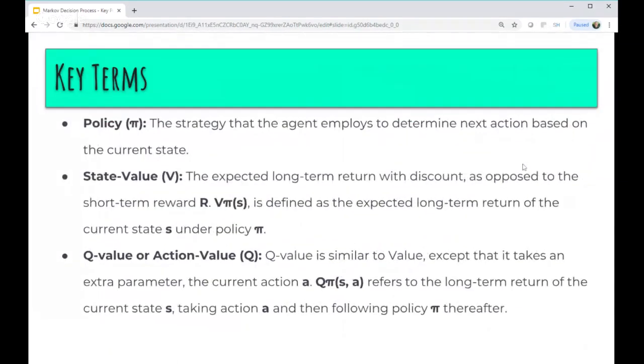The policy is a strategy that the agent employs to determine what actions it's going to take based on what state it's in. And a lot of what we talk about in reinforcement learning is coming up with good policies. And there's lots of different types of policies.